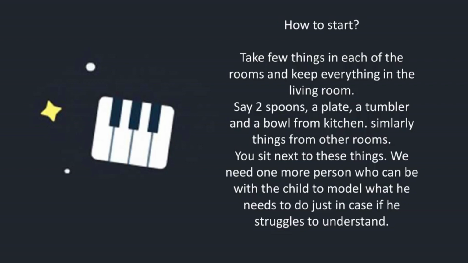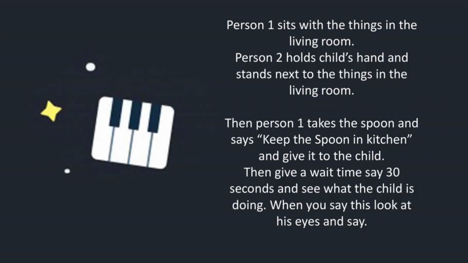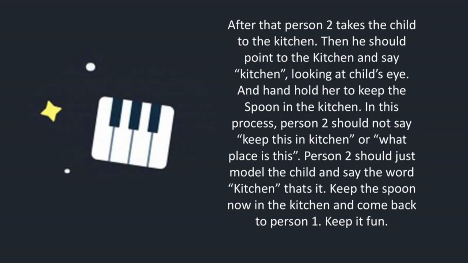We need one more person who can be with the child to model what he needs to do, just in case the child doesn't understand the instruction. So keep all these things ready. As I said, person one sits with the things in the living room. Person two holds the child's hand and stands next to the things in the living room. Then person one takes the spoon and says, keep the spoon in kitchen, and gives it to the child. Then give a wait time, say 30 seconds, and see what the child is doing. When you say this, look at his eyes, and keep it fun.